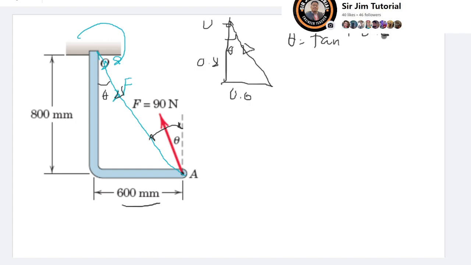So this is 0.6 by 0.8. Okay, so theta would just be easily calculated, equals 36.9 degrees. Now, let us see what would be the angle that you can have to get a maximum value of moment.